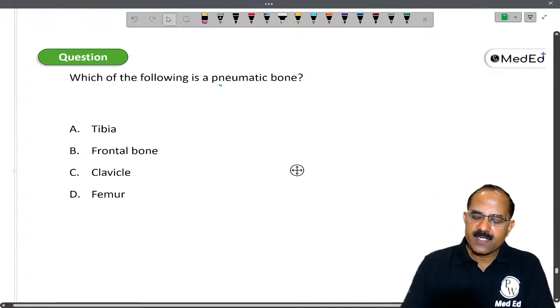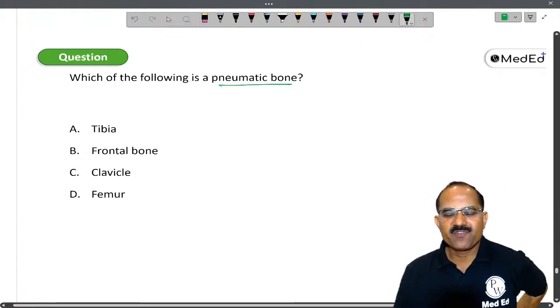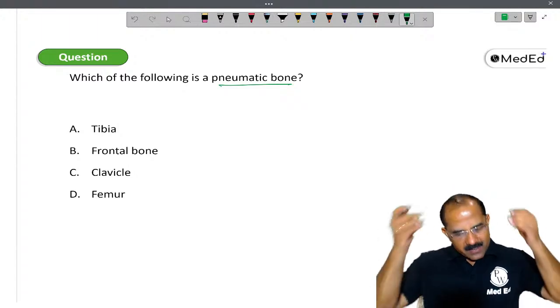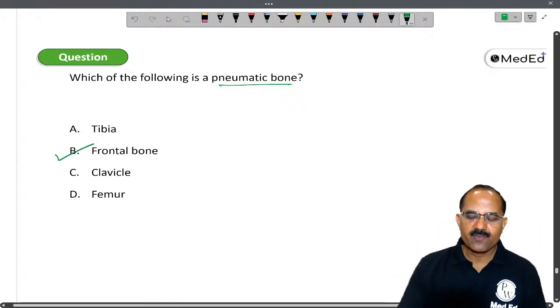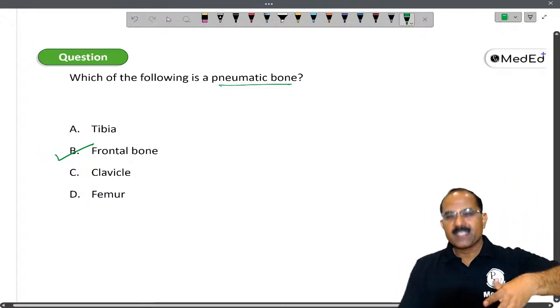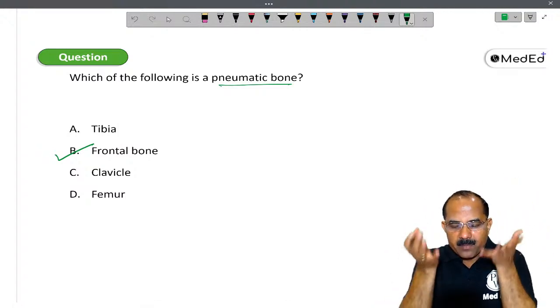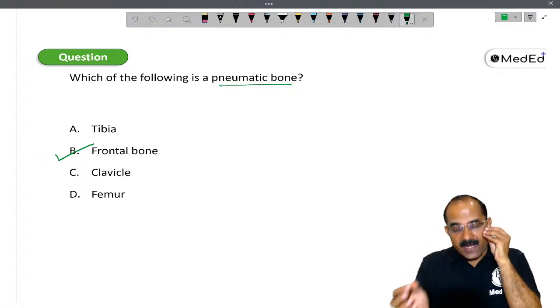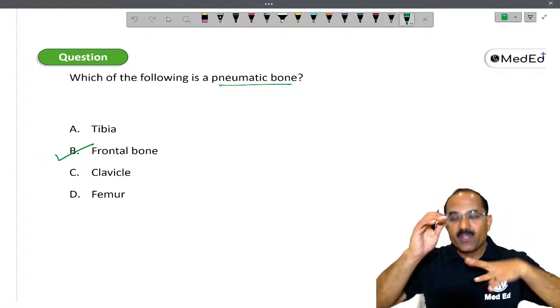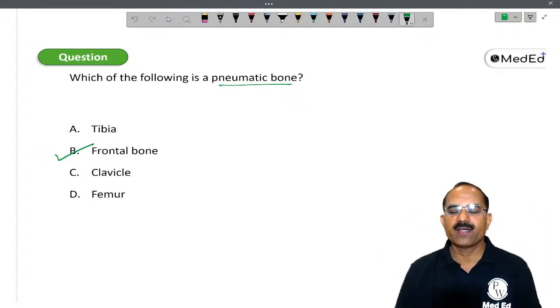Which of the following is a pneumatic bone? चलो आंसर बच्चों. This is very easy. Pneumatic क्या होता है? जिसमें air spaces होते हैं. So answer for this is frontal bone. Frontal bone is a pneumatic bone. And this air spaces, उसका function क्या है? They make the bone light in weight. They add resonance to the voice, and they act as air conditioners. They humidify the air. ठीक है?